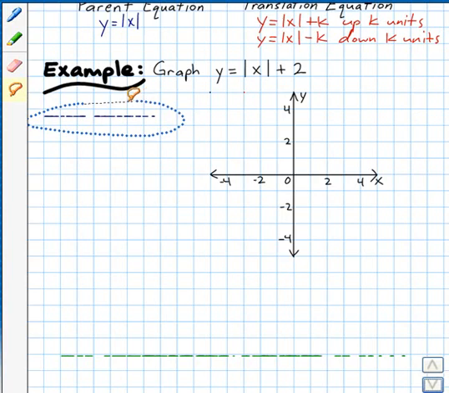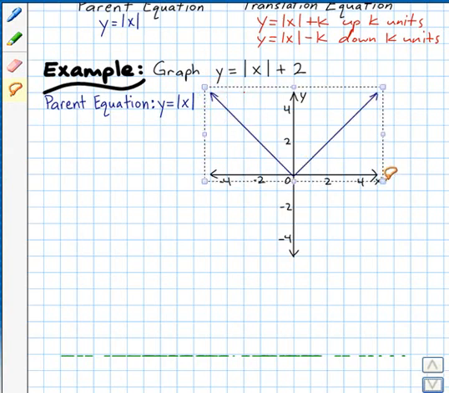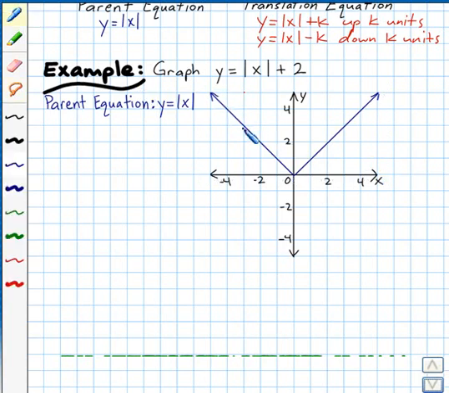So let's start with the parent equation. We want to graph the equation y equals the absolute value of x. Since it's a parent equation, it has its vertex at the origin. Remember, absolute value equations have a V shape to them. So here is the graph for y equals the absolute value of x.